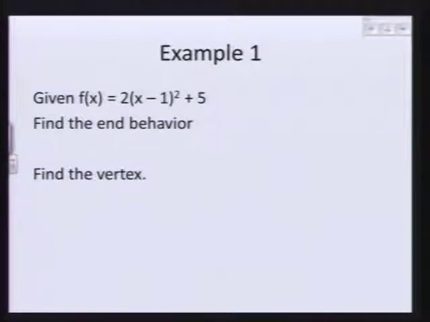All right, so let's look at an example, and let's go back to that first problem that I gave you, given that f of x is equal to 2 times in parentheses x minus 1 squared plus 5. Okay, so we want to know the end behavior, and the end behavior is whether it opens up or down. So we're going to look at a here. We're going to notice that a is equal to 2. So we notice that our a here is greater than 0. So that means that our parabola opens upward.